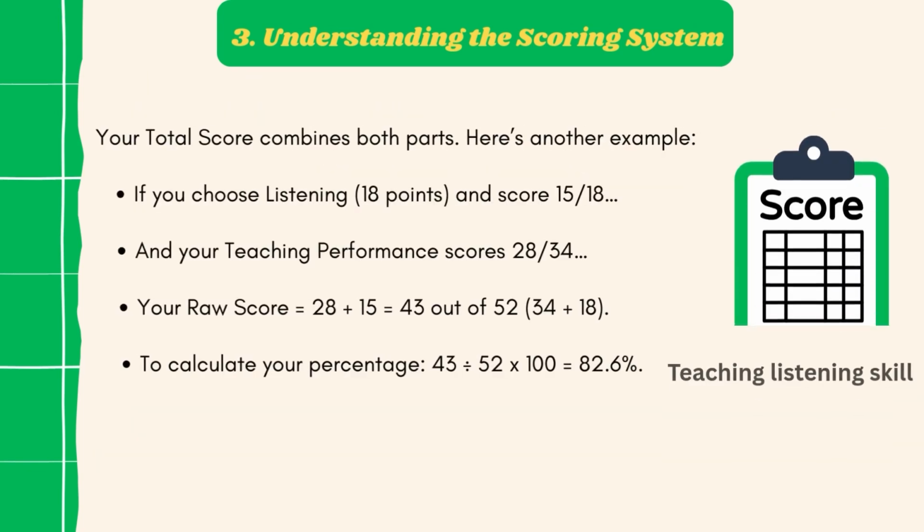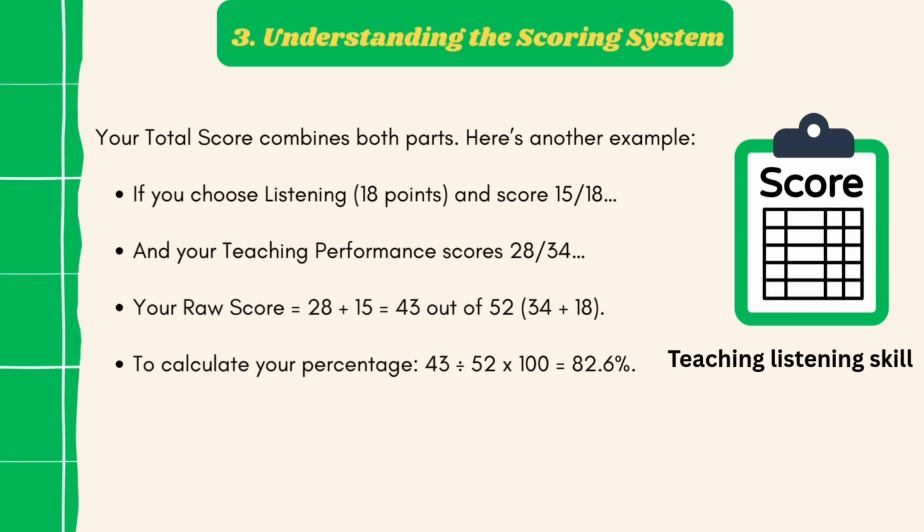Well, let's take a look at another example. Why I mentioned that you don't have to worry about what skill you teach is because it's based on an averaging calculation. If you teach the listening skill, which has 18 points of total possible score, and you get 15 points out of 18, and you get a teaching performance score of 28 points out of the total possible score of 34.